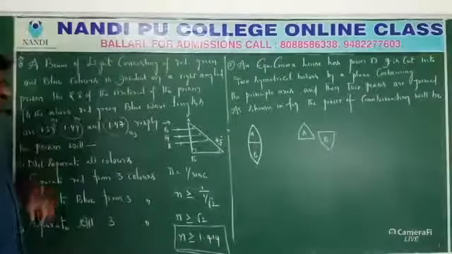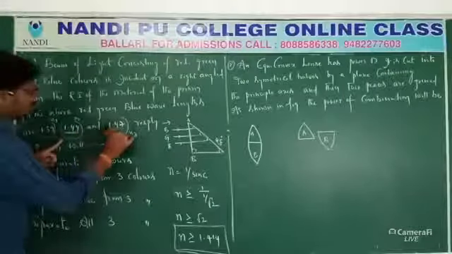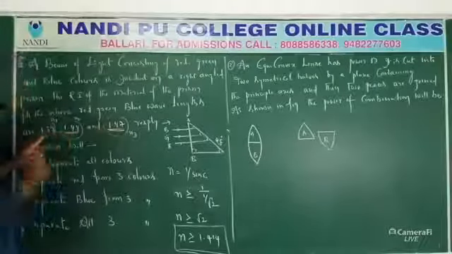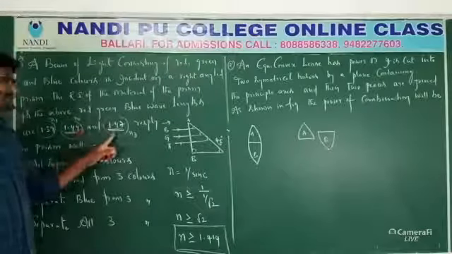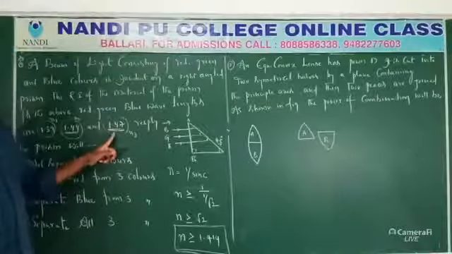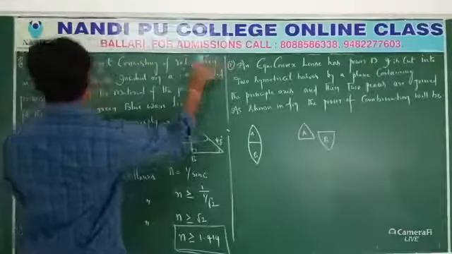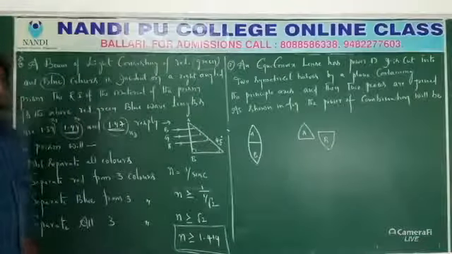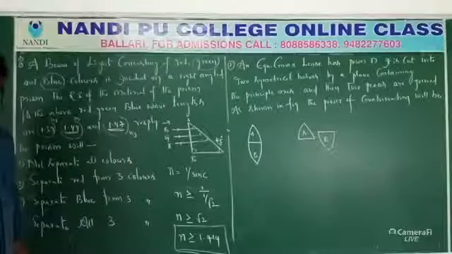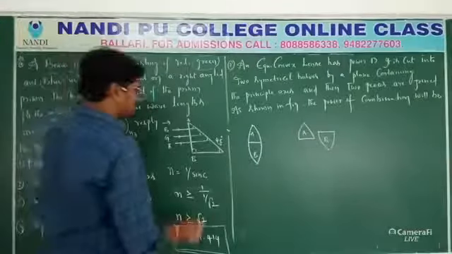Which values are greater than 1.414? This value is greater, this value is also greater, but this value is less. So these 2 colors are getting total internal reflection. What are those colors? Second and third, green and blue color. Green and blue color are getting TIR, total internal reflection.